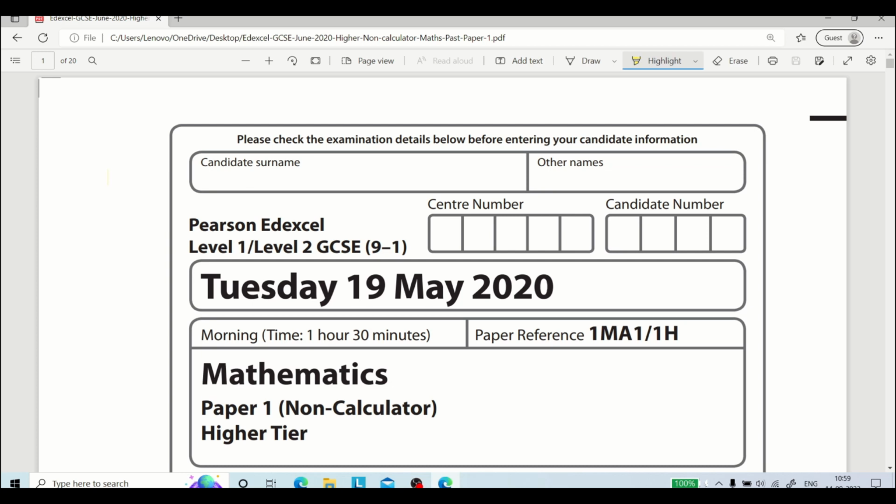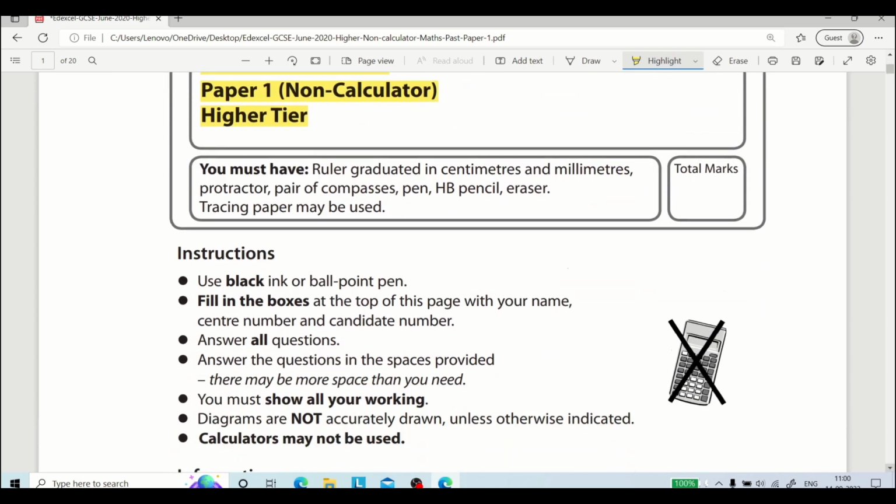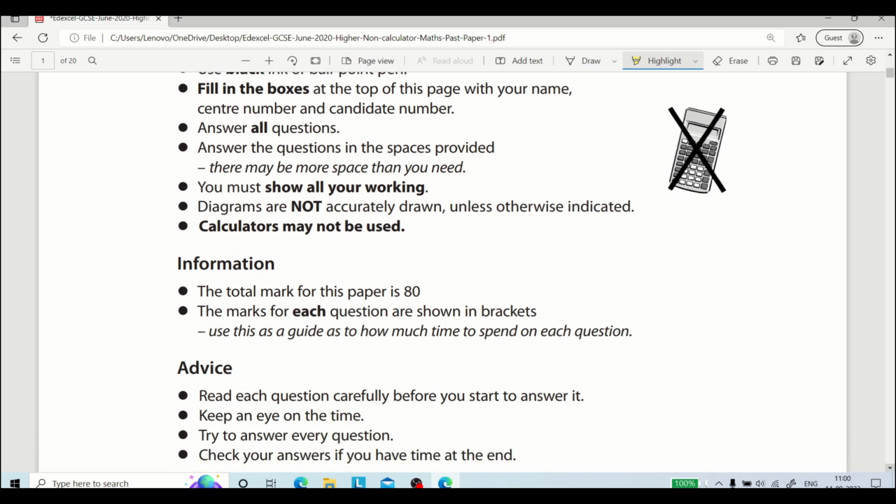Today we are going to solve the questions from the Edexcel GCSE June 2020 Higher Non-Calculator Maths Past Paper. Yes, so the main highlights are: the subject is Mathematics, it's Paper 1, Non-Calculator, Higher Tier. The total marks for this paper is going to be 80. So yes, let's get started.